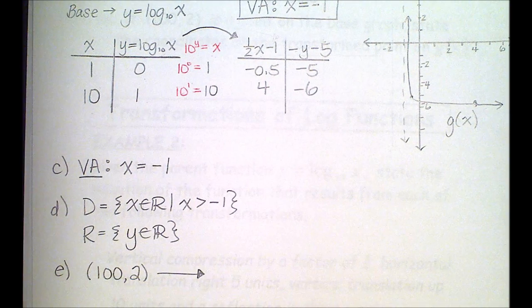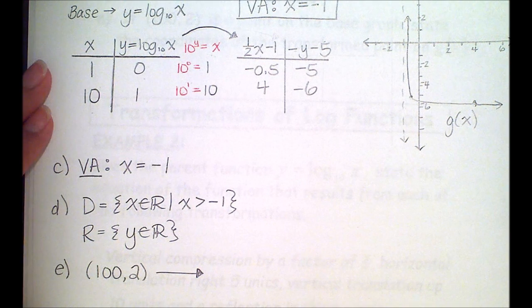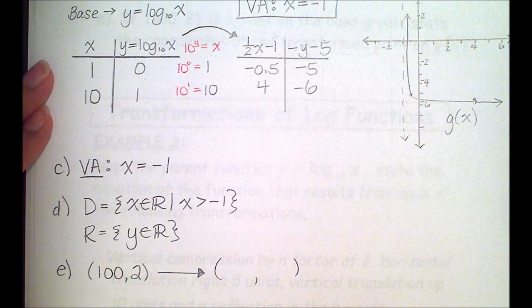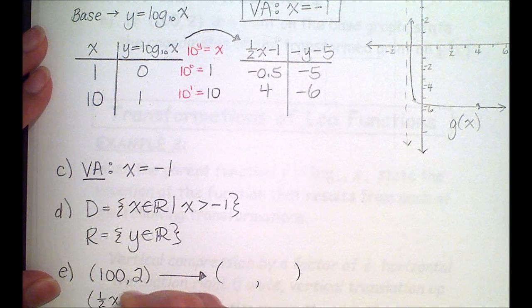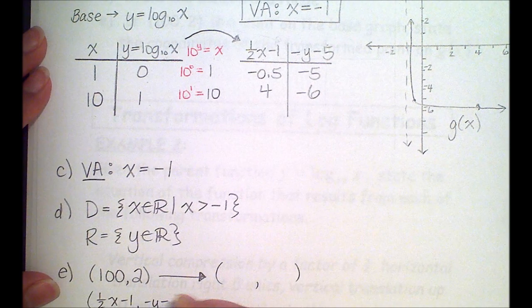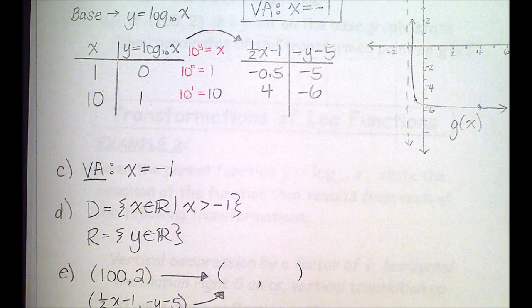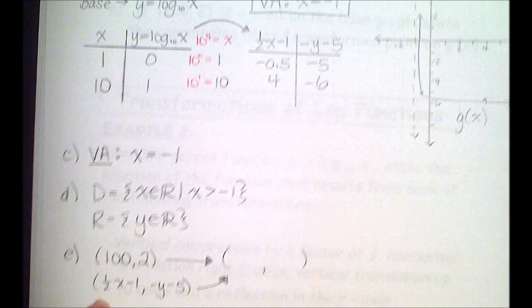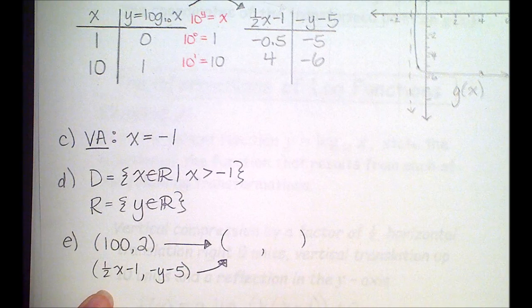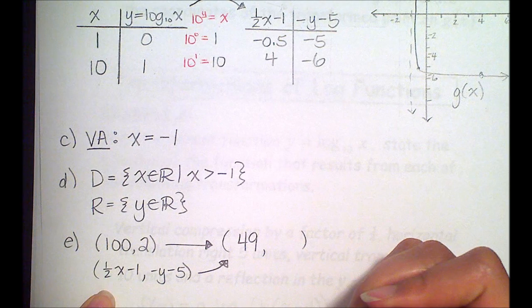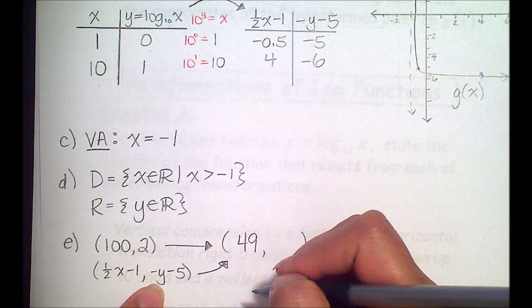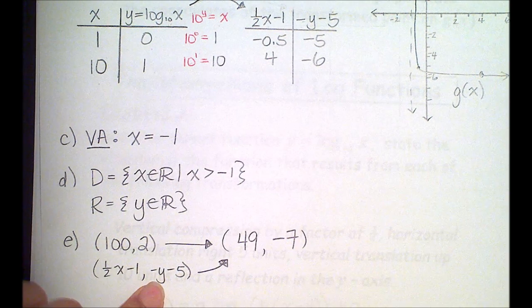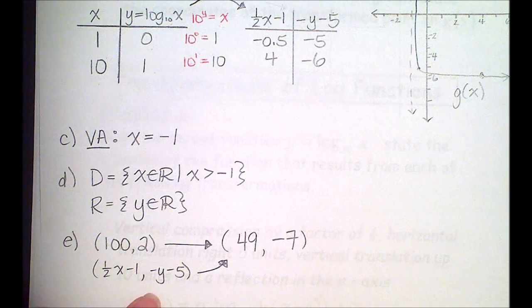And then finally, the last question said if (100, 2) is a point on the base graph, where would it appear in the transformed function? Well, that depends on the transformation. So we can actually use our mapping formula, which is 1/2 x minus 1 and negative y minus 5 to help us figure out where this point will actually move to. So if I plug in my x coordinate here, 1/2 of 100 is 50. 50 minus 1 is 49. And then my y coordinate, which is 2, negative 2 minus 5 is negative 7. So that's where my new point would actually move. Okay, so that's how you would do example 1.